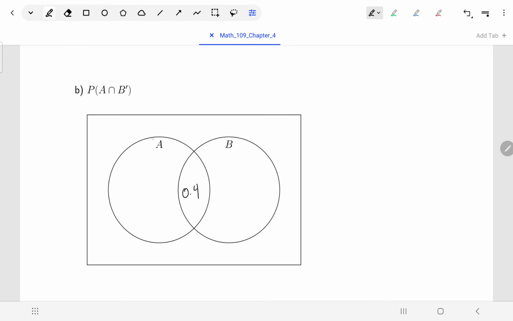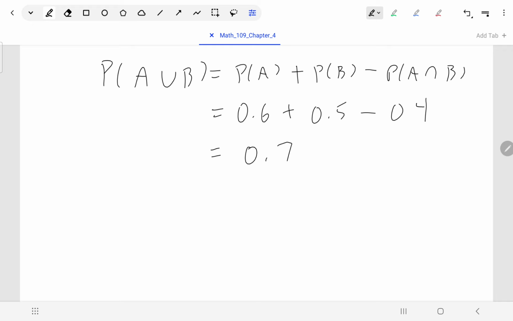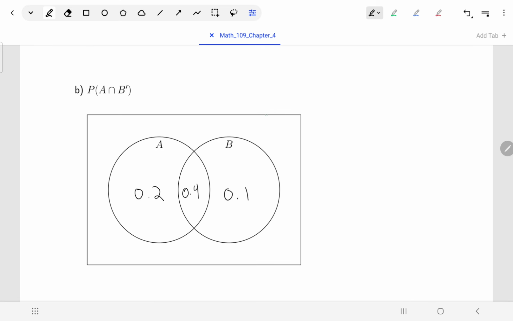A, that whole event is supposed to have a probability of 0.6. We already have 0.4 in there, so 0.6 minus 0.4, that's 0.2. For B, it's supposed to all add up to 0.5. I have 0.4, so I need another 0.1. These three things, 0.2, 0.4, and 0.1, all add up to 0.7, which confirms our answer, because remember, previously we said inside of A or B or both, it should all add up to 0.7, and it certainly does. Which means in our sample space, there should be 0.3 remaining to be put in the exterior. Okay, so now I'm ready to go.